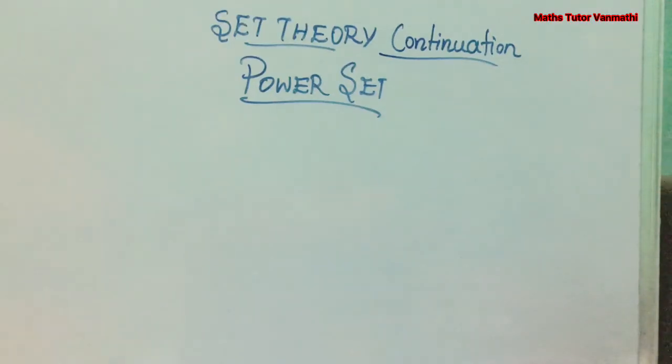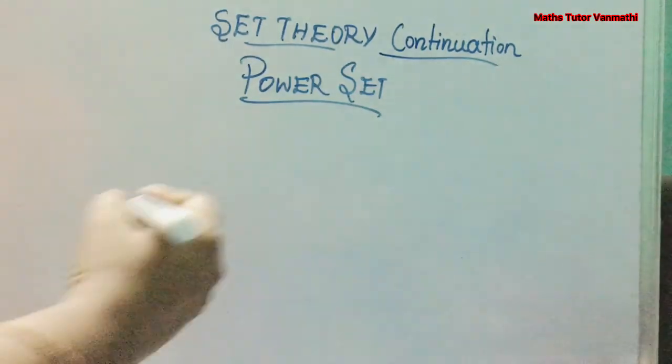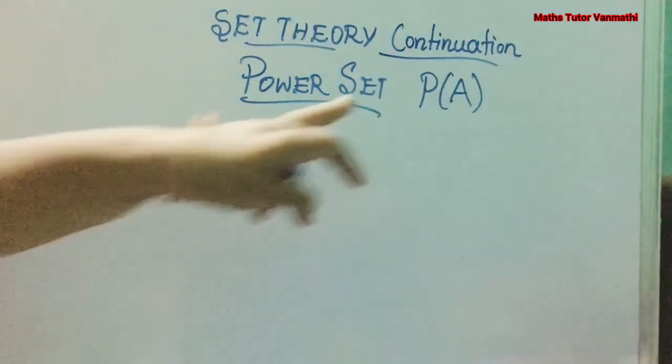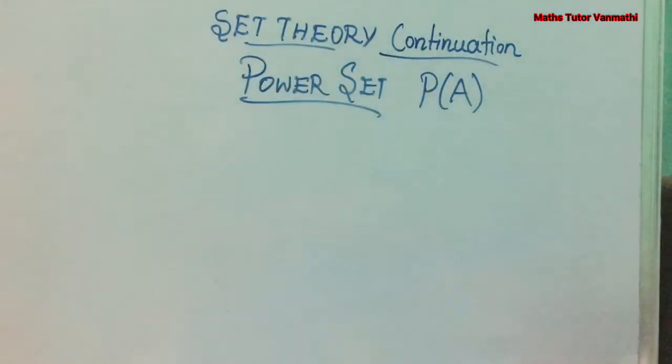Finally, we came to our power set. What is meant by a power set? This power set is usually denoted by P of A, power set of A. The set of all subsets of a set is called a power set. By the example, you can be clear.